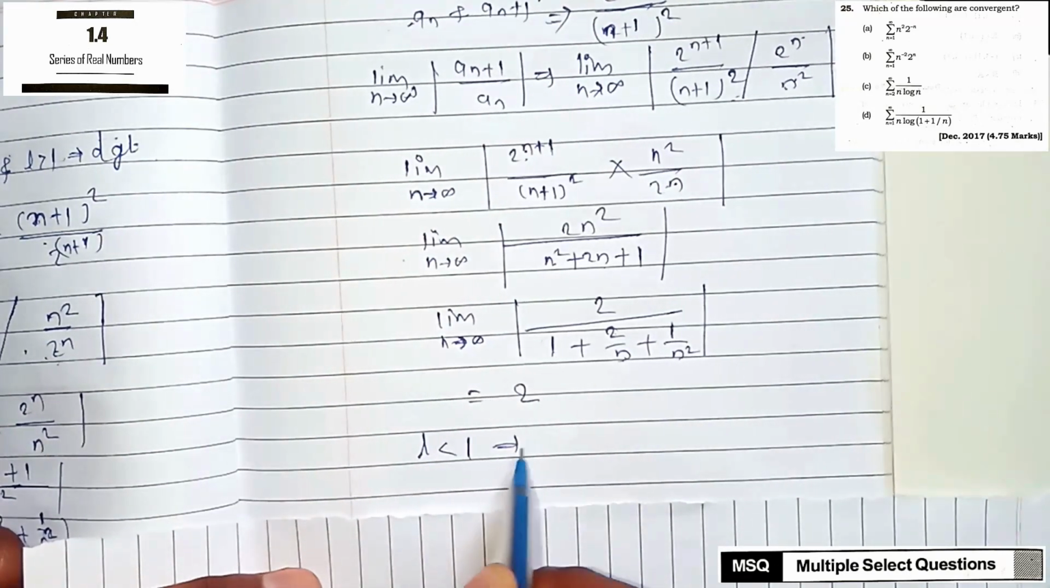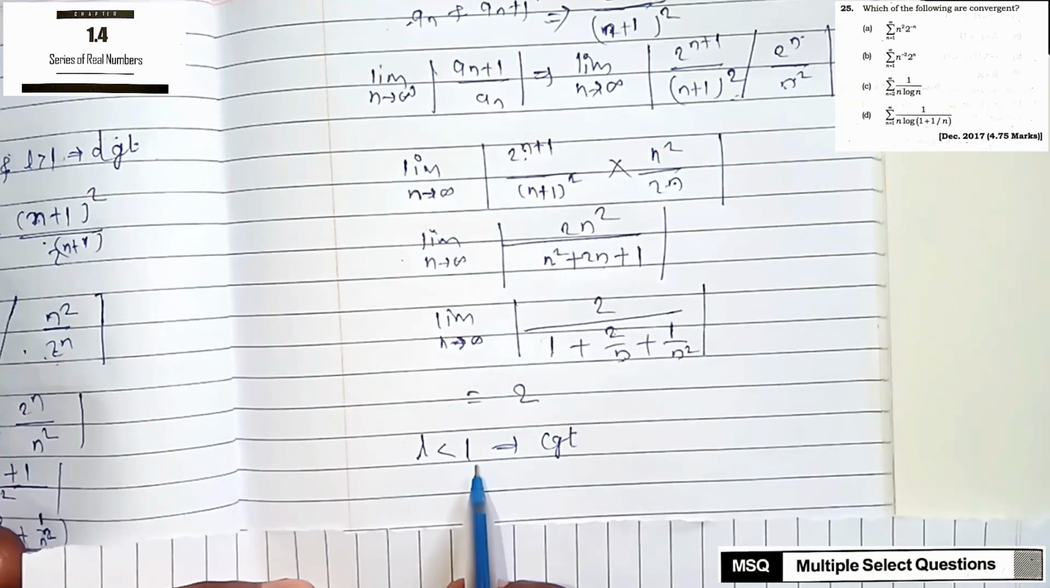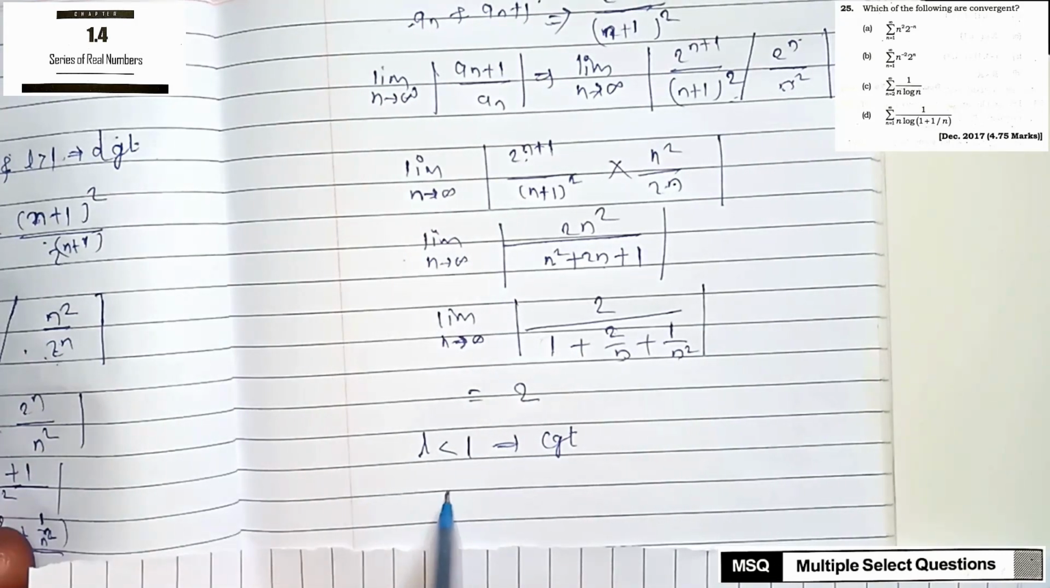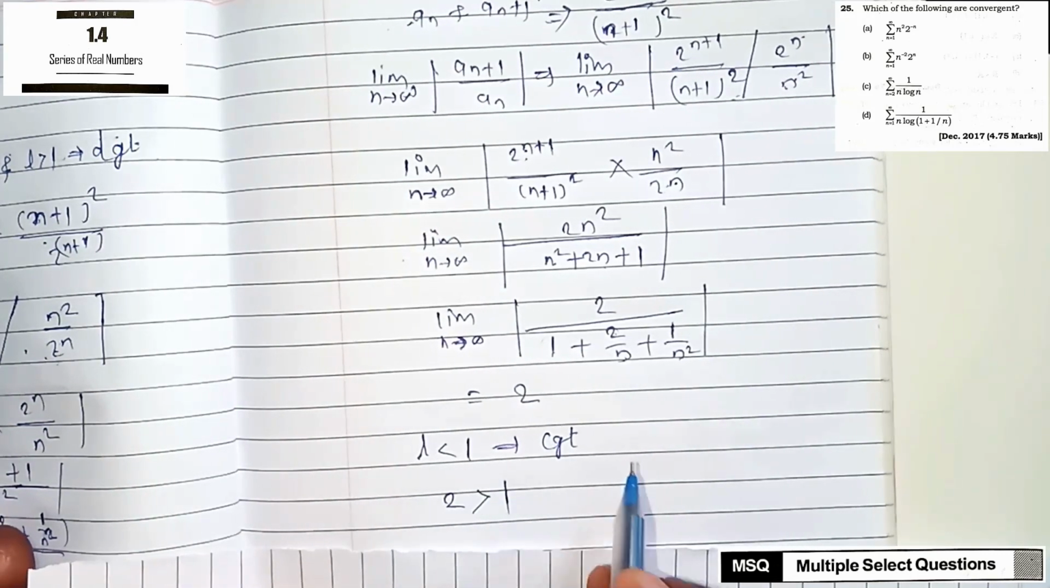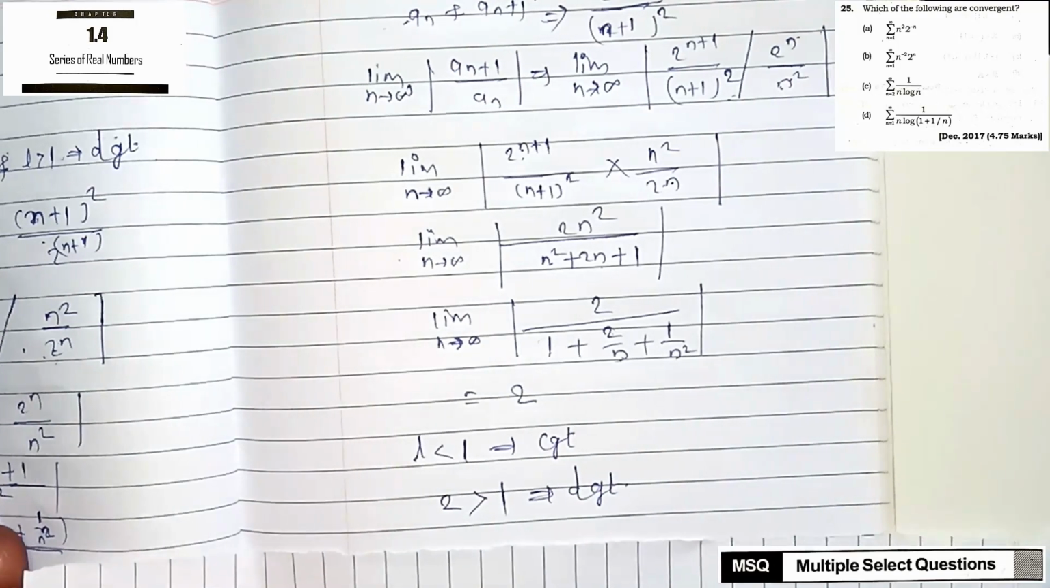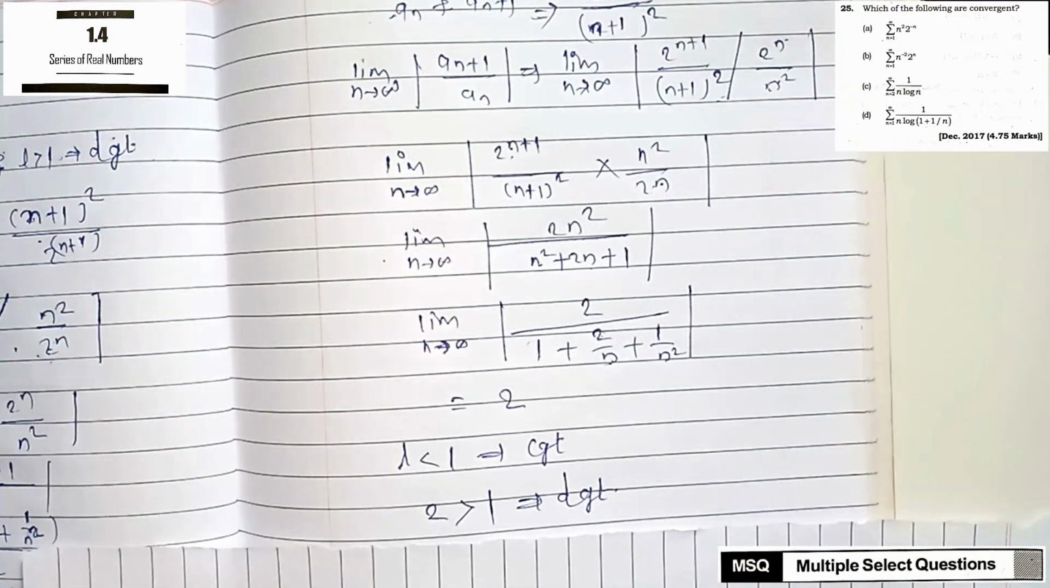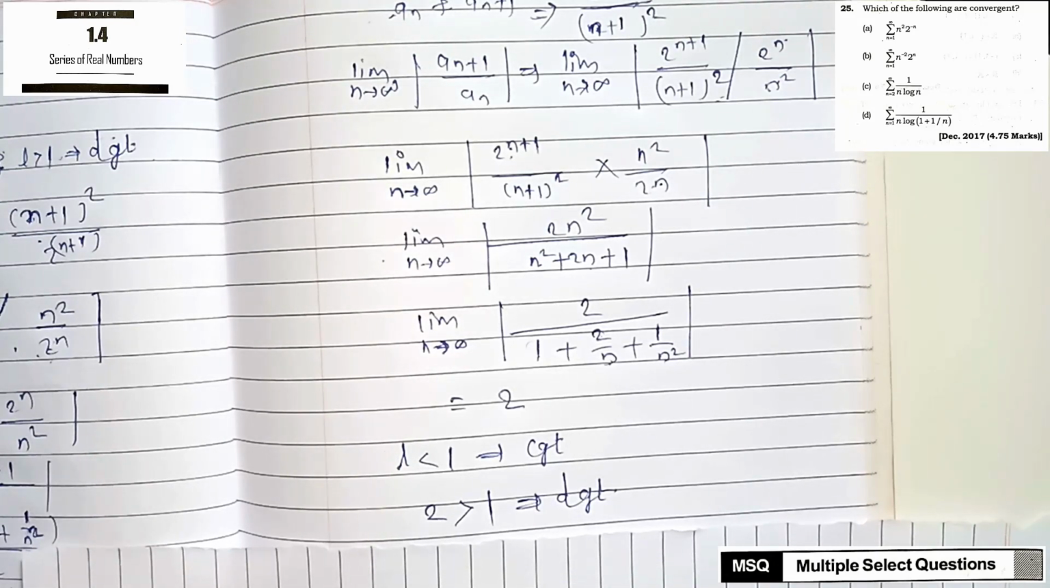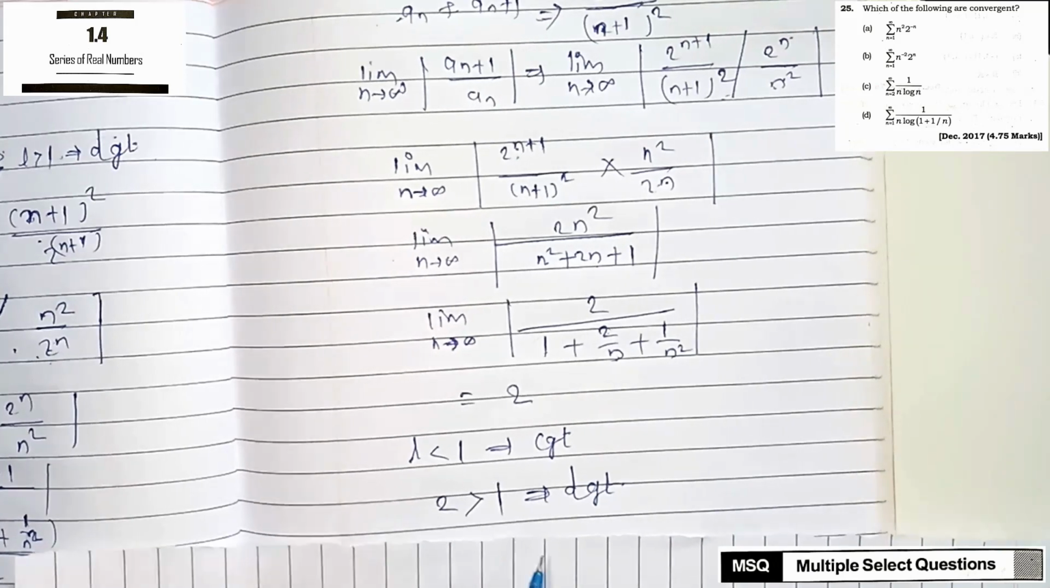As we know, D'Alembert's ratio test says that when L is smaller than 1, then and only then the series is convergent. But here we got L as 2, and 2 is not smaller than 1, 2 is bigger than 1, so the series is divergent. So by using the ratio test, we can easily say that our second option series is divergent. It is a very easy option.